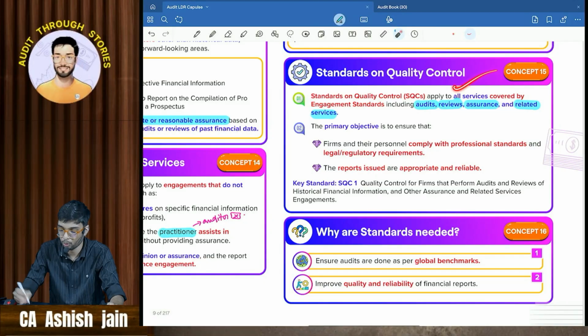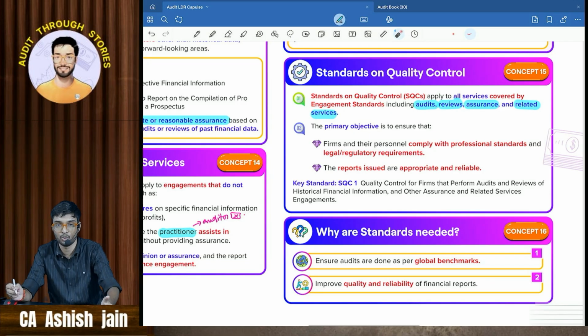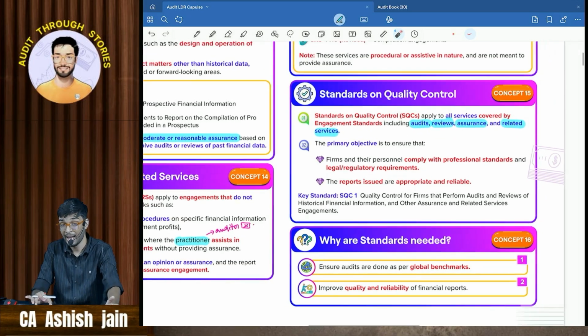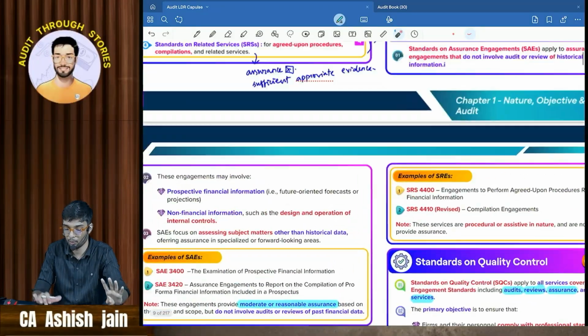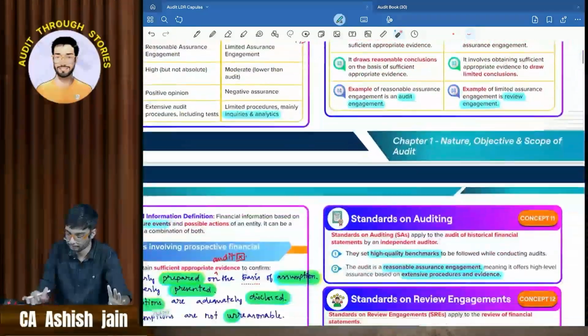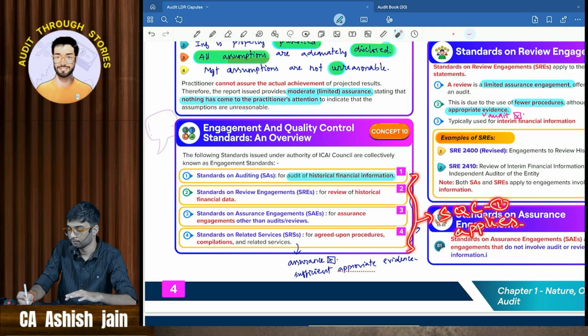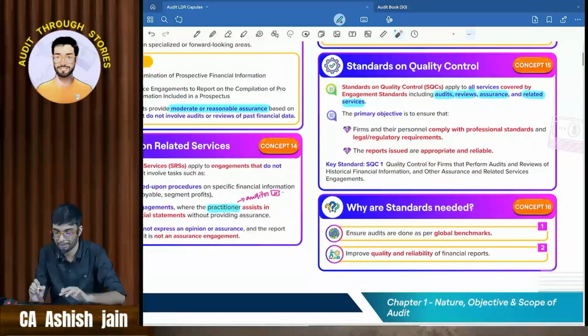Then comes standards on quality control. We will discuss SQC1 and SA 220 in more depth in chapter number 11. For now, SQC1 applies to all the services, whether it is audit, review, assurance, or related services. You can remember it like this: audit, review, assurance, related services. On all four, SQC1 applies. Remember this, very important from an MCQ point of view.